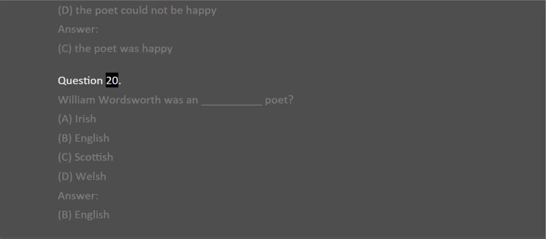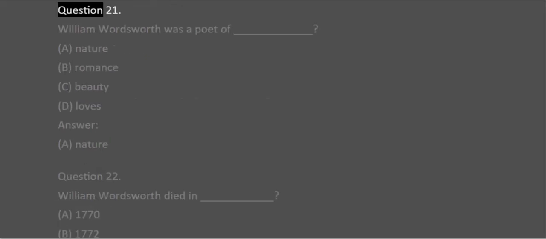Question 20. William Wordsworth was an blank poet. A. Irish. B. English. C. Scottish. D. Welsh. Answer. B. English. Question 21.